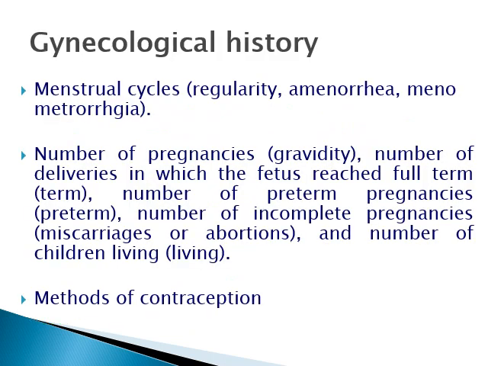Gynecological history. The menstrual cycle: is it regular? Is there amenorrhea, menorrhagia or metrorrhagia? Number of pregnancies, number of deliveries, number of preterms, number of full term, number of abortions, and the method of contraception.